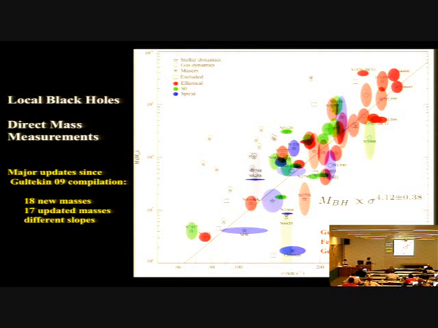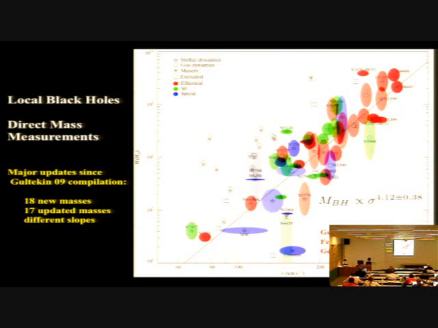2009 compilation. And you can see there are about 60-ish objects here, but I would like to convince you by the end of this talk that it's time to stop showing this plot, because there have been so many updates in the past 3 years, and the slopes have changed too. I will describe the progress our team and other teams have made in the past 3 years.